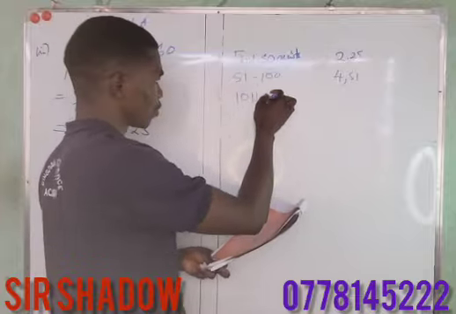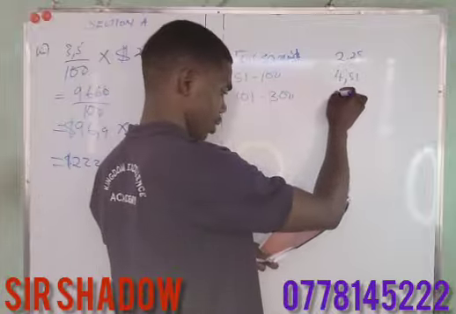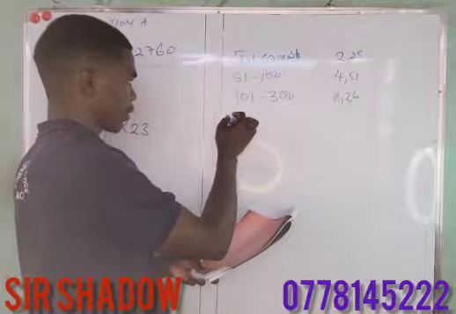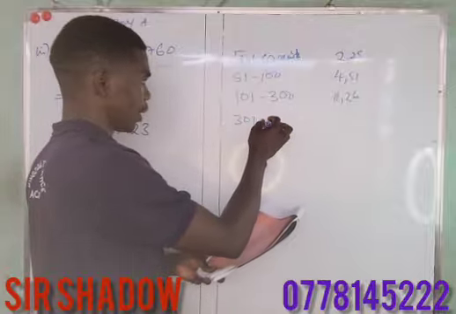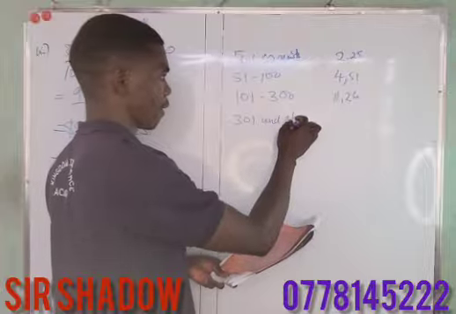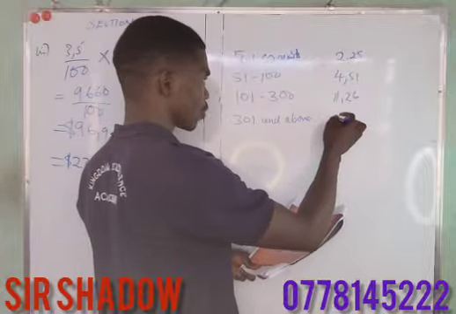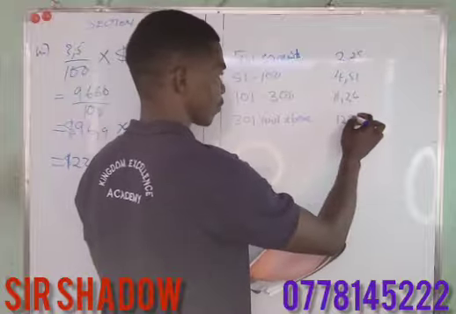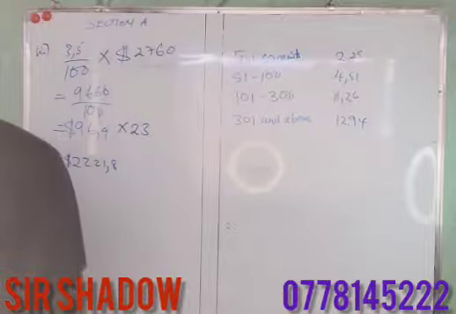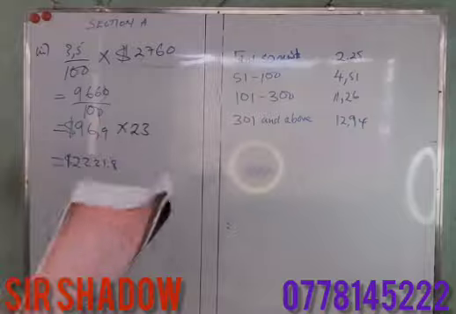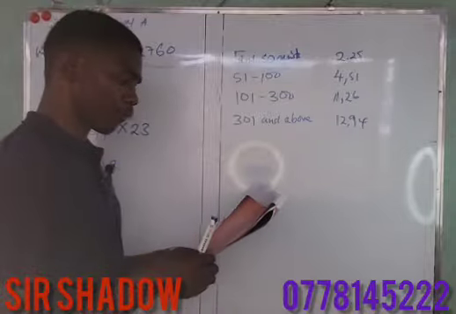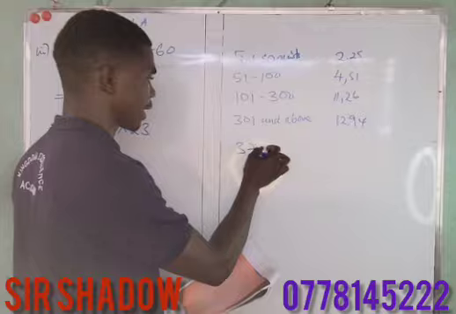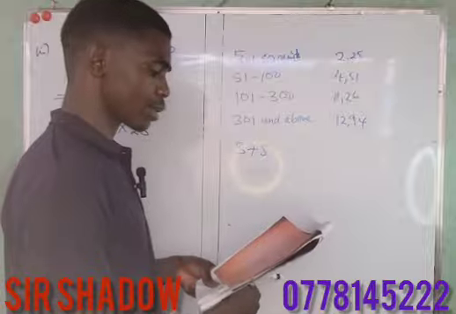101 to 300, which is 11.26. All right, 301 and above, which is 12.94. Right. We are given this question. Then we are asked to calculate the cost of 375 units. We want to find the cost of 375 units bought by a household.